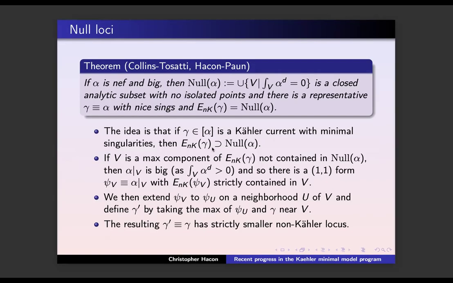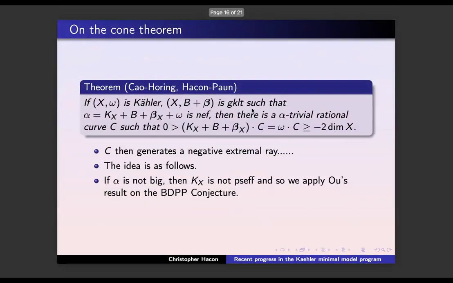That's the main idea in showing that this null locus, the key thing here is that I can represent alpha with this (1,1) form gamma, whose singularities are precisely concentrated along the null locus, or the non-Kähler locus.